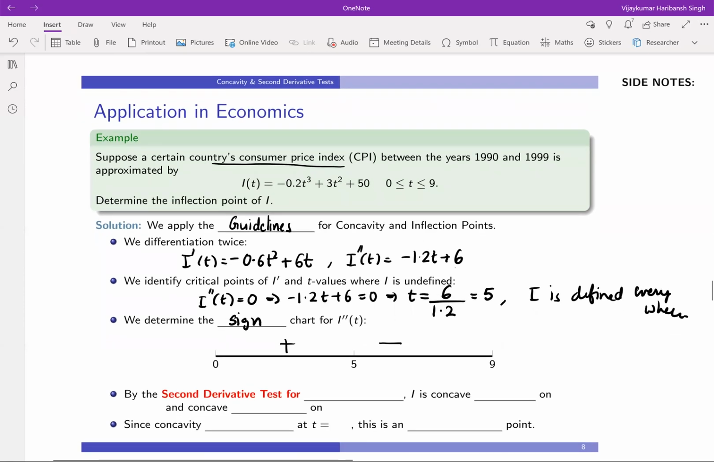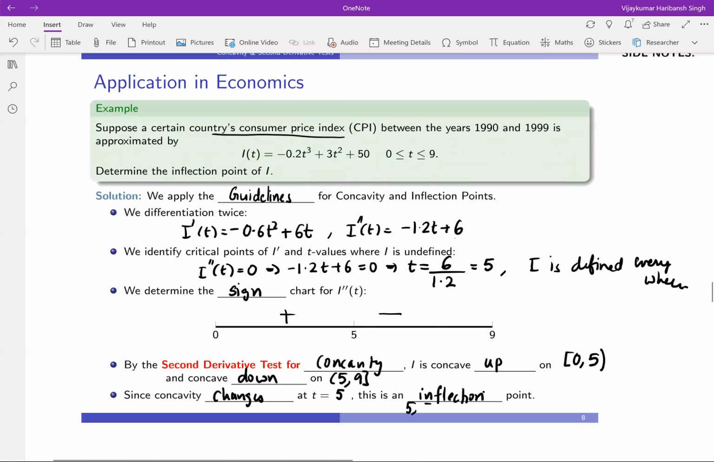So by the second derivative test for concavity, you can see that f is concave up on 0 to 5, 5 excluded, and concave down on 5 to 9. And in this case, since the concavity changes at t equals 5, this is called an inflection point. So what is an inflection point? Your inflection point will be 5 comma f of 5. So when you substitute that, you'll get the inflection point.